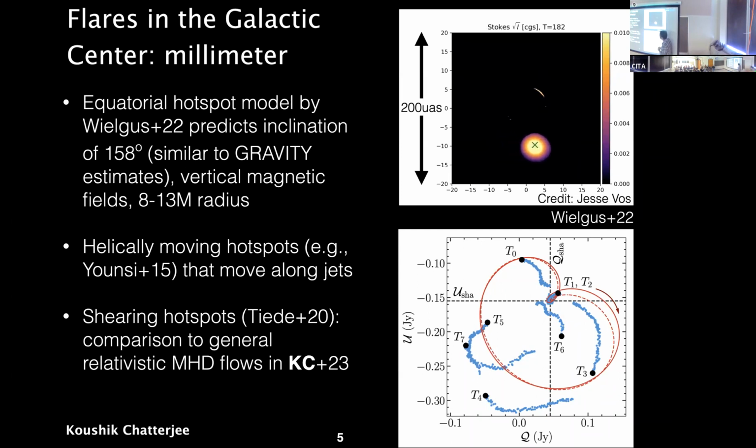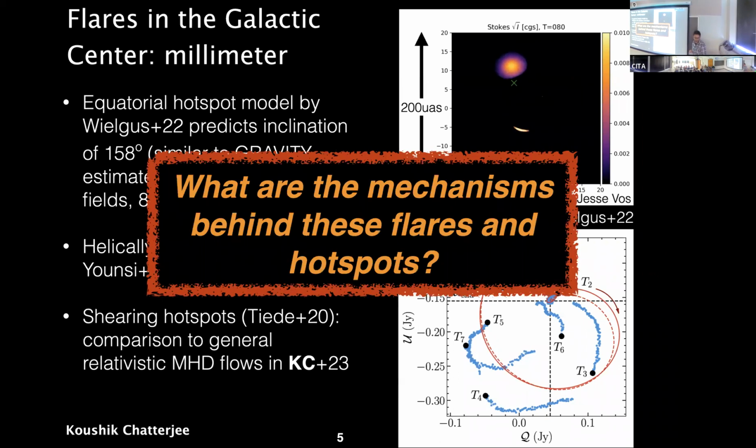And then, this hotspot has a sort of spheroidal type of structure. You can also get shearing hotspots that depend more on some structure of the velocity map that you give the hotspot. And this is work by Paul Tiede. And what we did in a recent paper is we compared how these hotspots exactly move, or the velocity profile, and how that compares to the general relativistic MHD flows. Just as a form of comparison, such that we can make better semi-analytical models out of the GRMHD.